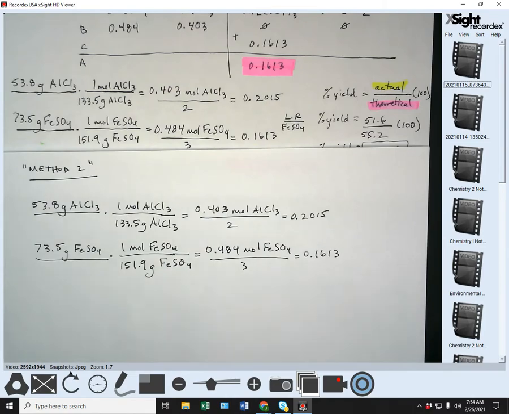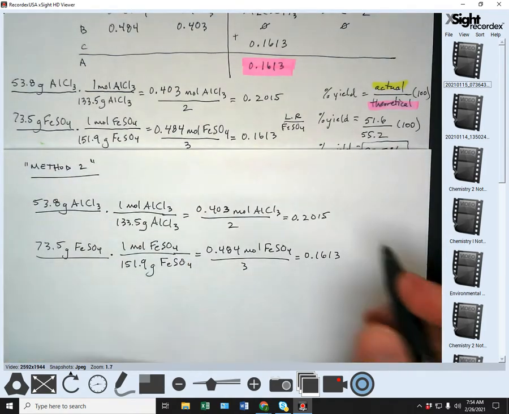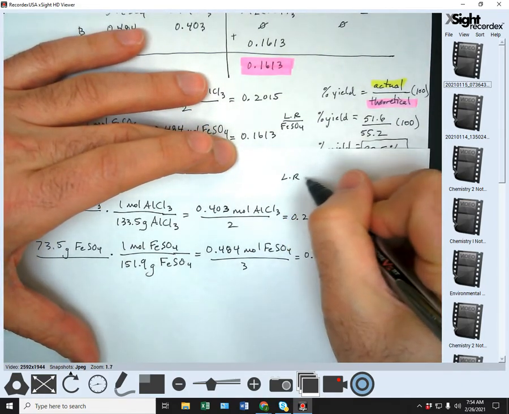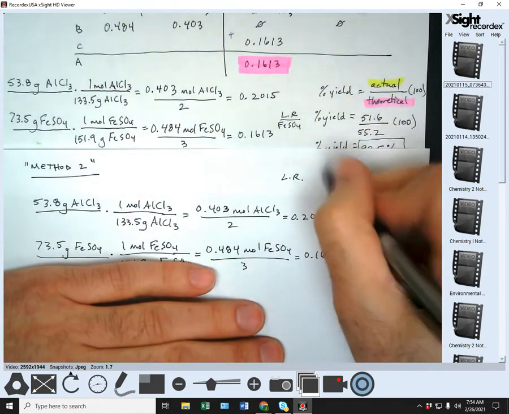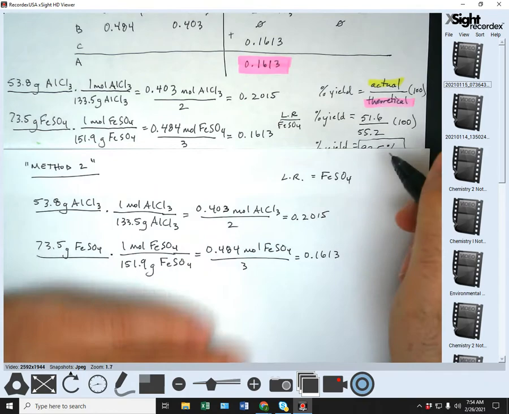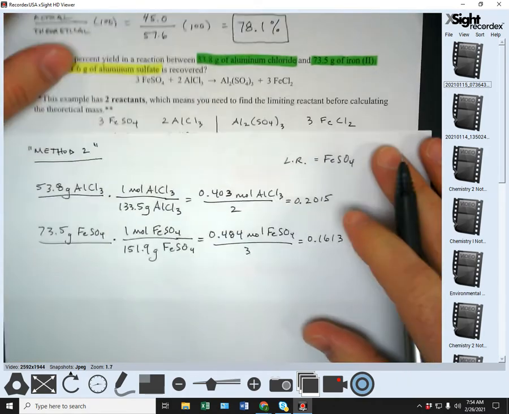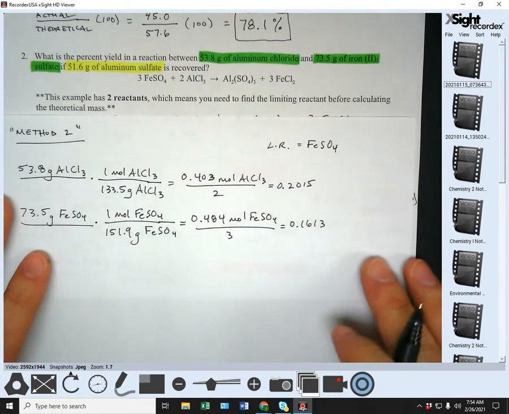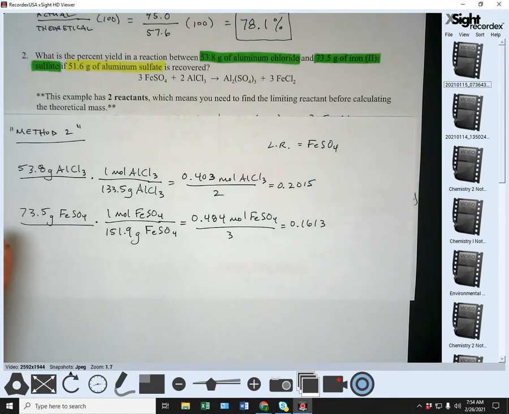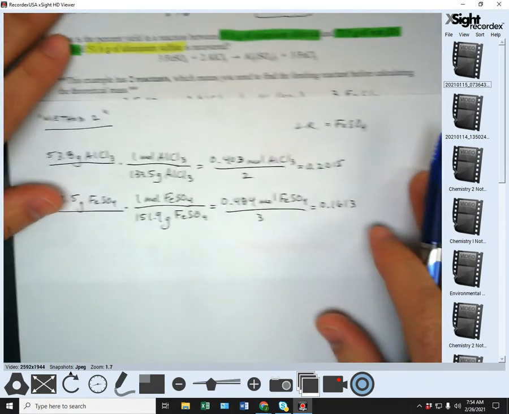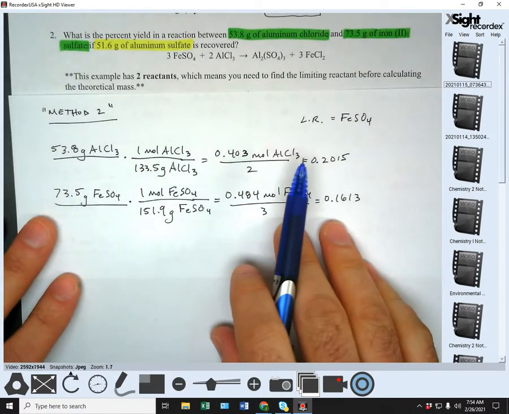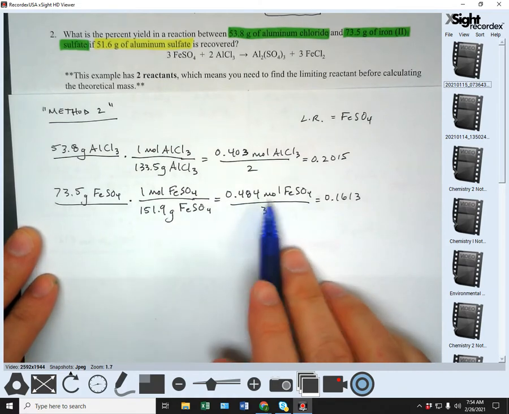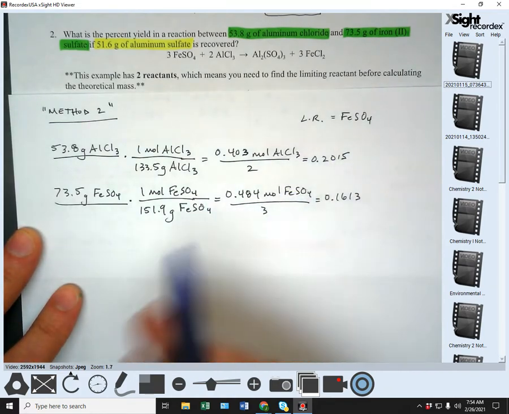Okay, so now that I've gotten this, and we've determined, right, that our limiting reactant is the FeSO4, correct? All right, so if we look at this, now I'm going to do something in a different color here, blue, to explain something, and then I'm going to go back and show you how we would apply it. So FeSO4 is our limiting reactant, so that's going to determine the amount of product that's made, right?